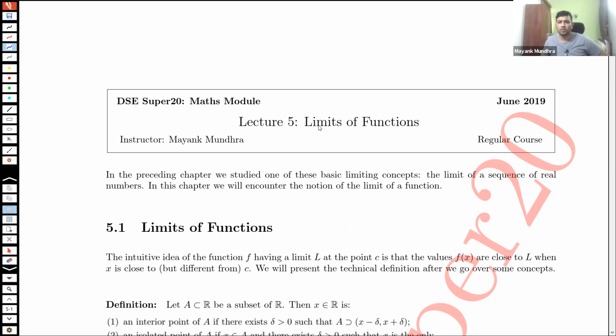Okay, so limits of functions. We have studied limits of sequences. In limits of sequences, we had a sequence of numbers xn, which was tending to some limit L. So as n tends to infinity, the limit of the sequence xn was some value L. Now, instead of the sequence of numbers xn, we'll have a sequence of f of xn.